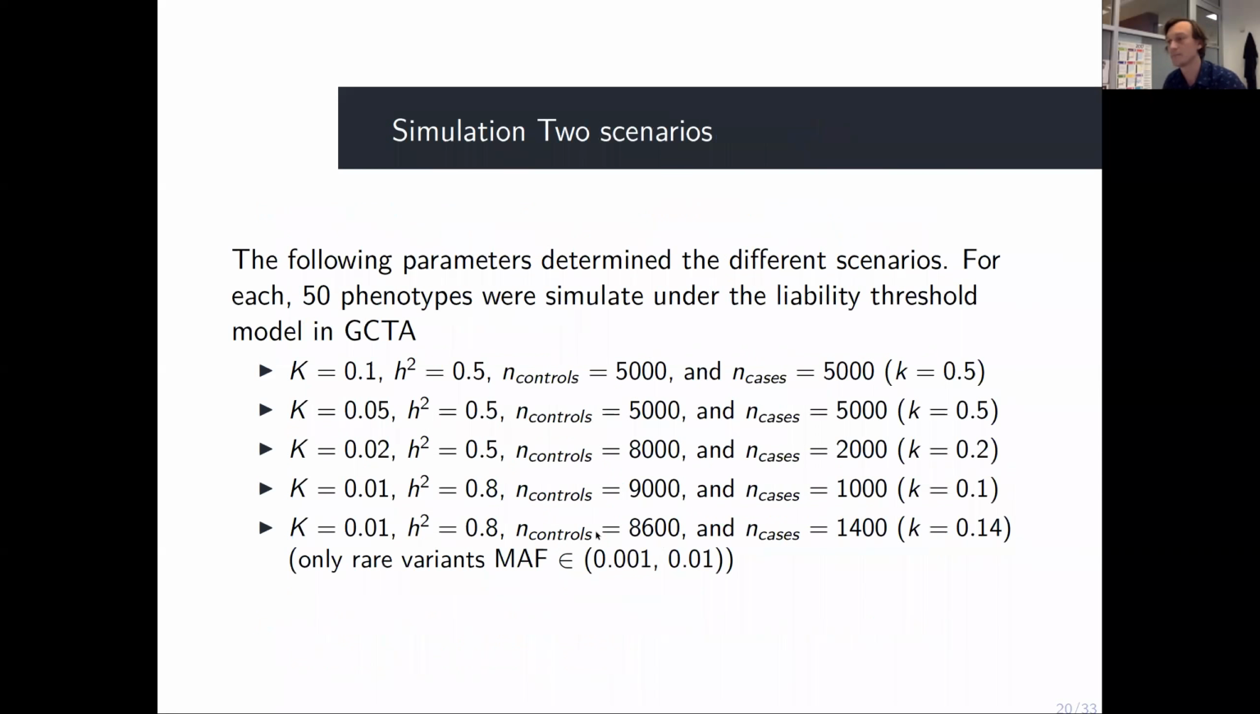So just to go over the simulation scenarios under the liability threshold model, here you can see a variety of sample and population prevalences getting rarer and rarer. And I oversample cases such that I can get these sample prevalences here. And I also vary the heritability to try and perhaps mimic something that looks a little bit like schizophrenia.